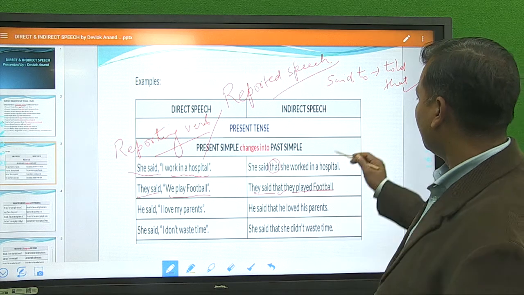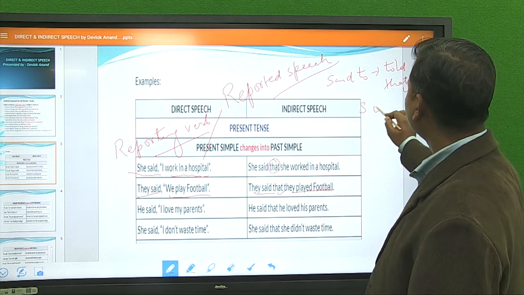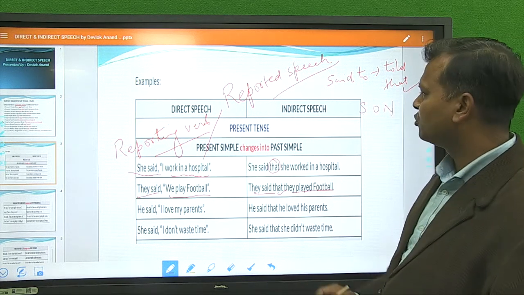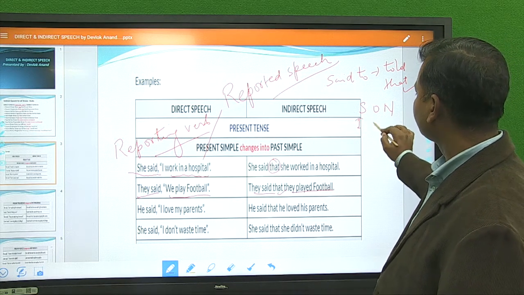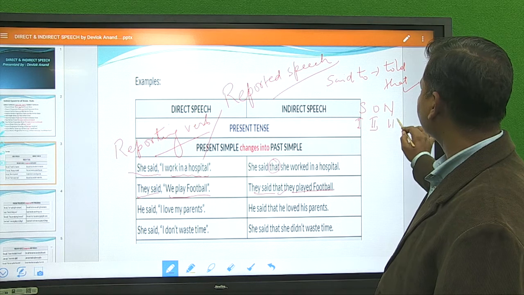Another rule we have is the SON rule. In the SON rule, students, what happens? Just write first person, second person and third person.